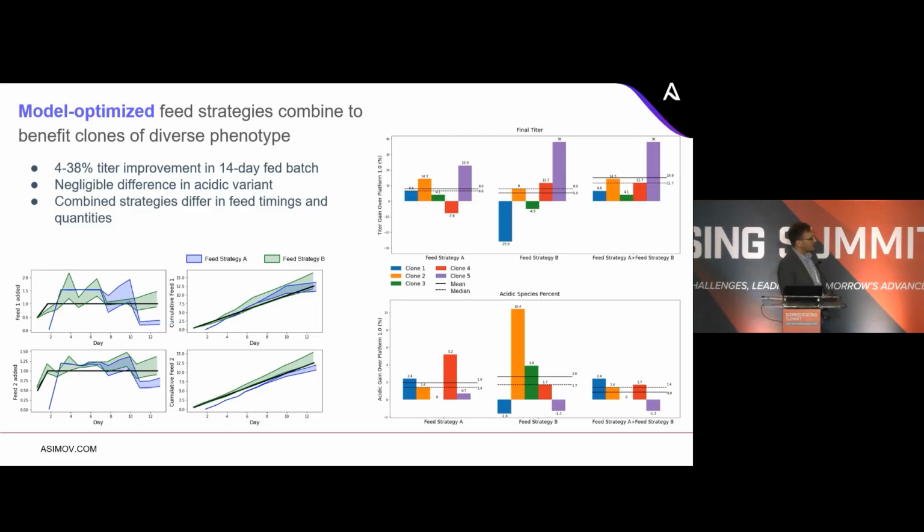And you can see that for the cumulative feeds, we tend to have one feed strategy that favors a slightly higher overall feed, and another one that favors a fairly low overall feed concentration.